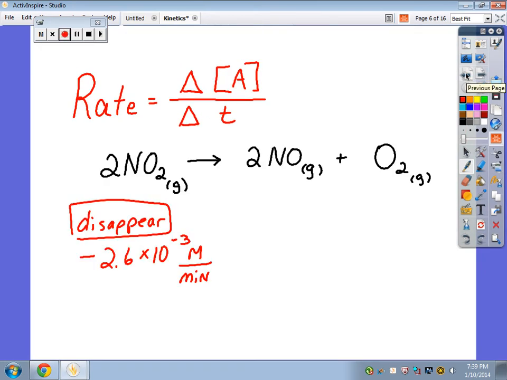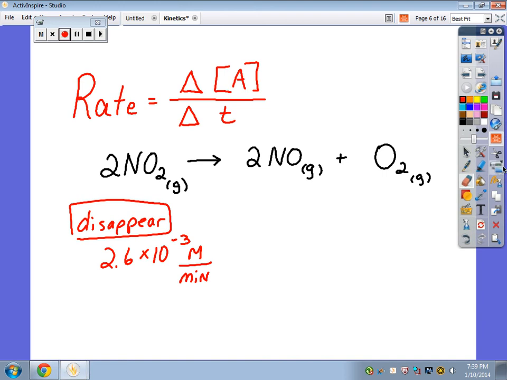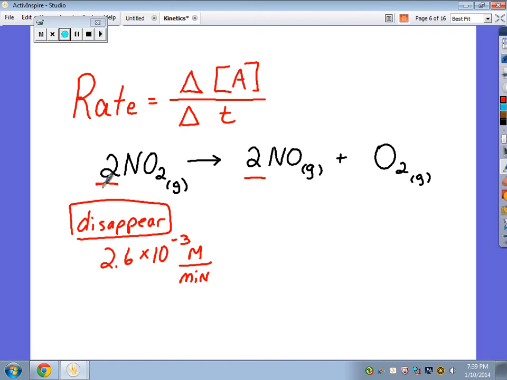So if it's disappearing, I'm going to go ahead and get rid of this negative. What do I know? I know in my balanced equation here that for every 2 of these, I make 2 of these. And for every 2 of this reactant, I make 1. So I want to find out the rate of appearance of oxygen when nitrogen dioxide is disappearing at a rate of 2.6 times 10 to the negative 3 molarity per minute. This is NO2.